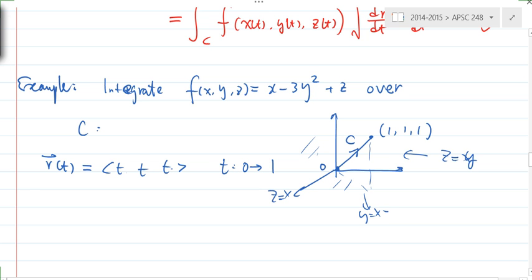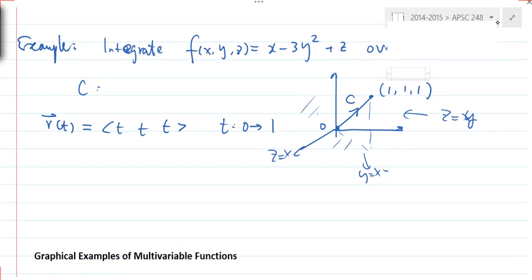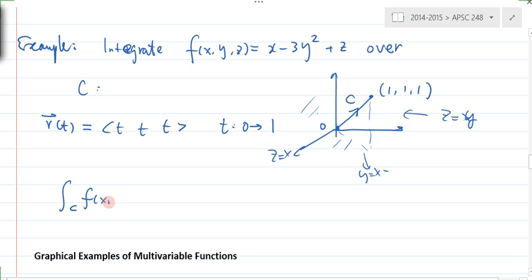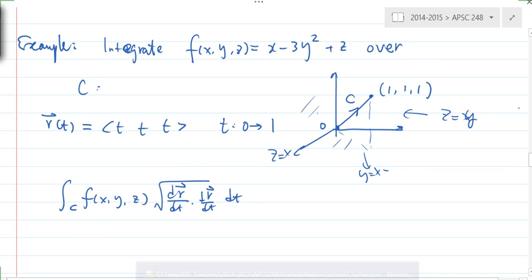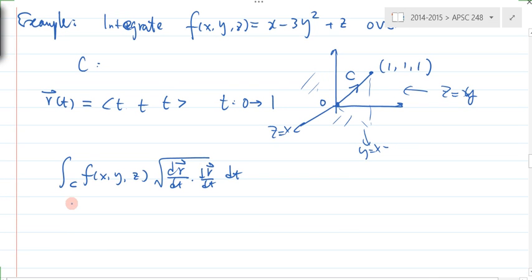Alright, so now we're ready for the line integral. The question is integration along C with respect to this function, so the integral of f along C, dr over dt dot dr over dt, and dt. But this is where you have to be careful now. When you integrate this f, you don't integrate anywhere other than along the curve C.